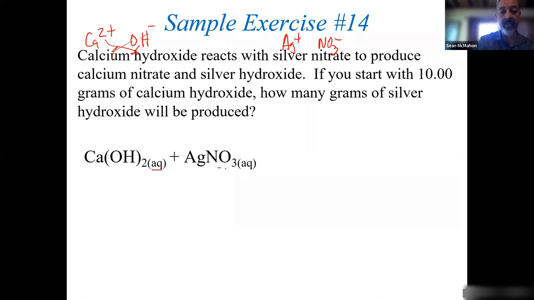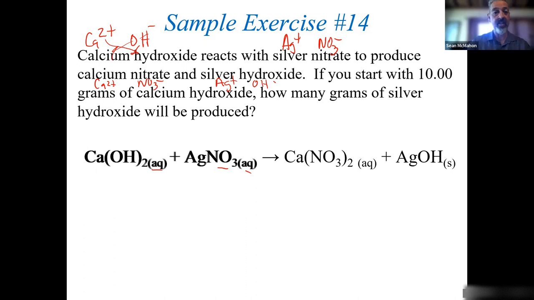Why are these aqueous? Calcium hydroxide is a base, it's aqueous. Nitrates are always aqueous. It reacts to produce calcium nitrate, Ca2+ NO3−, and silver hydroxide, Ag+ OH−. So when I do that, I end up getting, crisscross, 2 nitrates to 1 calcium. This is a 1-to-1 ratio, and this is my precipitate. Silver is a heavy metal. That's going to be my precipitate.